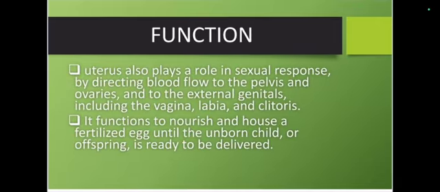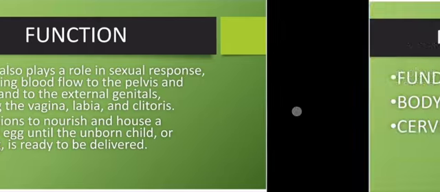Function. The uterus also plays a role in sexual response by directing blood flow to the pelvis and ovaries and to the external genitals, including the vagina, labia, and clitoris. It functions to nourish and house a fertilized egg until the unborn child or offspring is ready to be delivered.